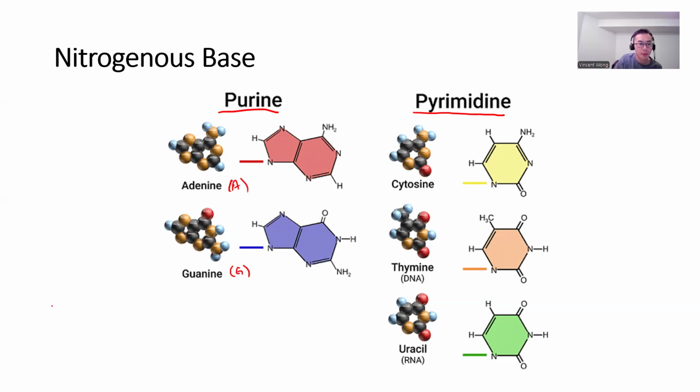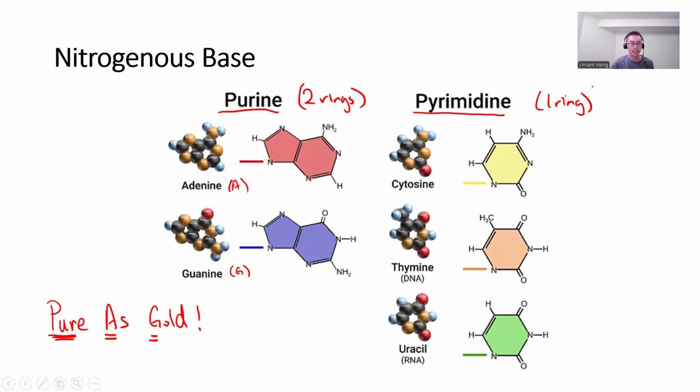Now, this is how you can remember it. You can remember the phrase pure as gold. Okay, remember pure as gold. So purines are adenine and guanine. They are 2 rings. Everything else is pyrimidine, and it only has 1 ring in it. Okay, so cytosine is C, thymine is T only in DNA, and uracil only in RNA.